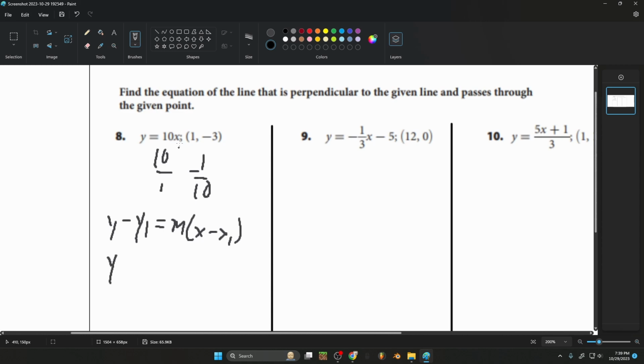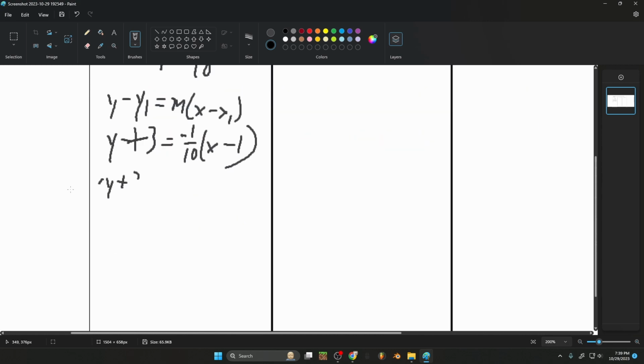Don't get confused. Even though 3 goes last here, it goes first here. This is y minus -3. Minus -3 turns into a plus. So in this situation, don't forget to add the 3 and turn it positive. -1 over 10 times x minus 1. Y plus 3 equals -1/10 x plus 1 over 10, minus 3.